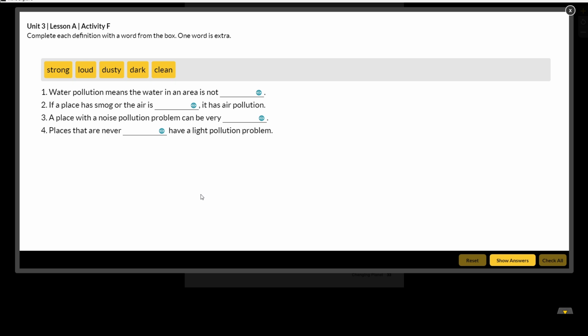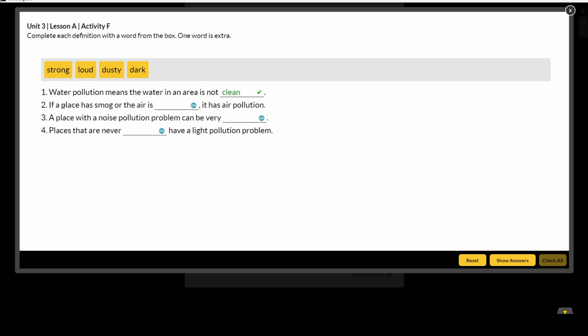All right. Welcome back. Now, before we begin, just in case, I can tell you that the one extra word is strong. So if you used strong, you might need to check again. Water pollution means the water in an area is not clean.